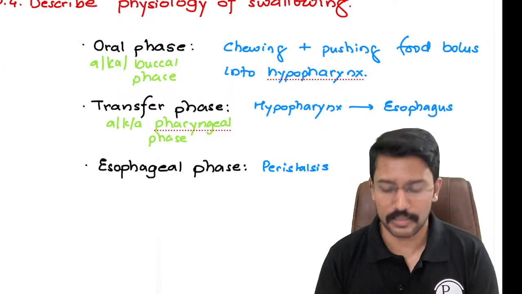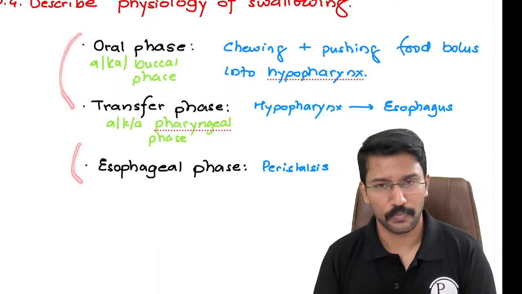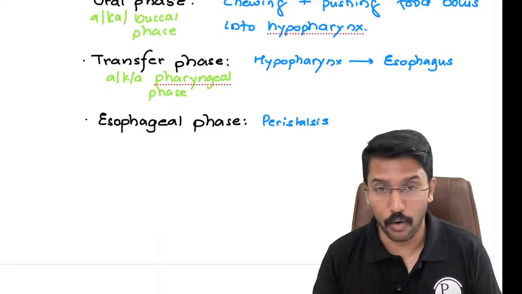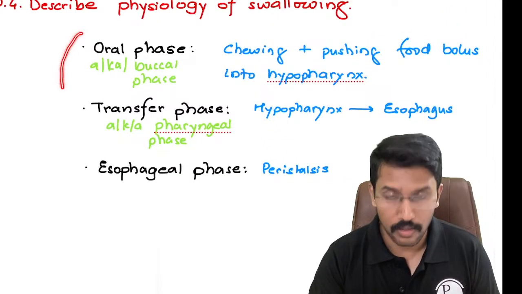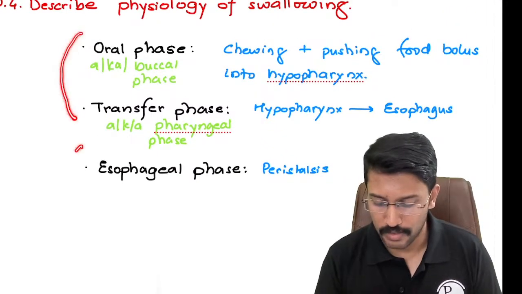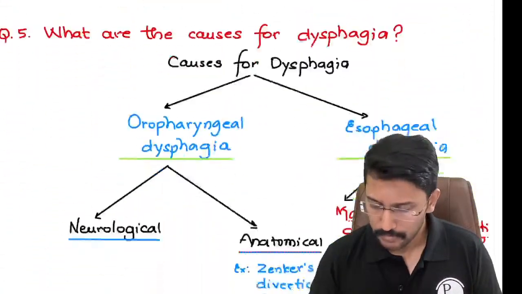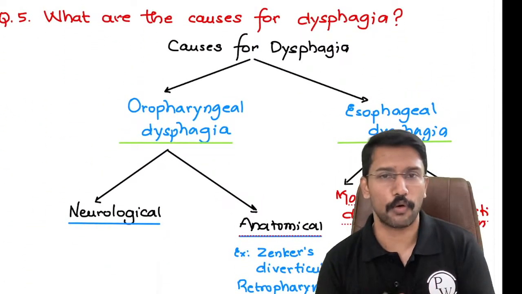Clinically, we can only understand the differences between these two. To go to the exact diagnosis, we need investigation, right? So, today we will learn how to differentiate whether a patient has oropharyngeal dysphagia or esophageal dysphagia. Okay. So, first we will make the list of causes for dysphagia.